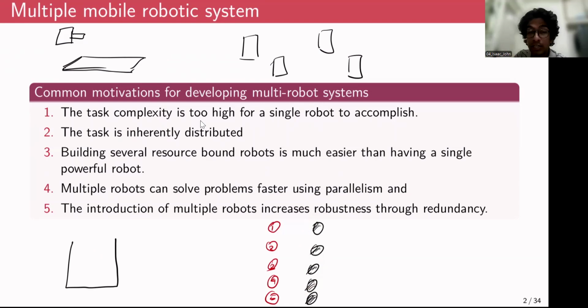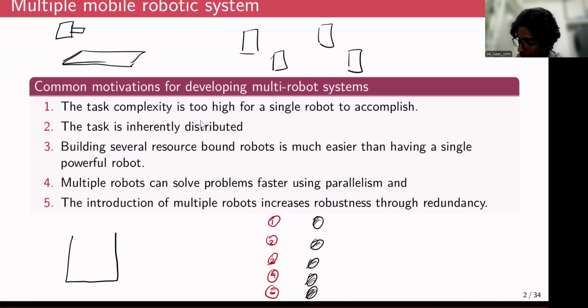So such tasks cannot be parallelized. So the keyword is actually parallelism, where you can easily deploy multiple robots when the tasks are inherently parallelizable. And for the fifth point, it says the introduction of multiple robots increases the robustness through redundancy.